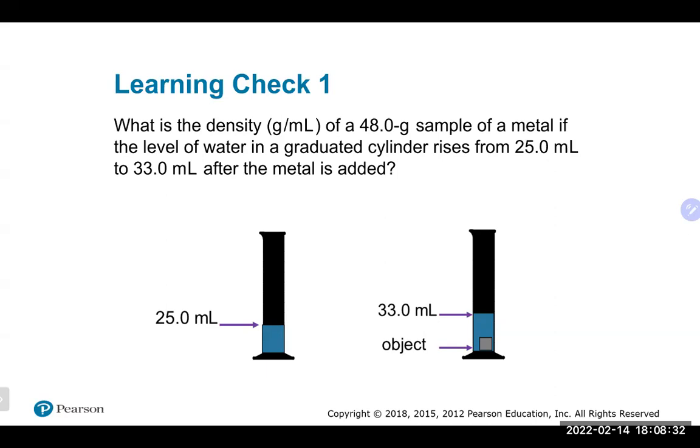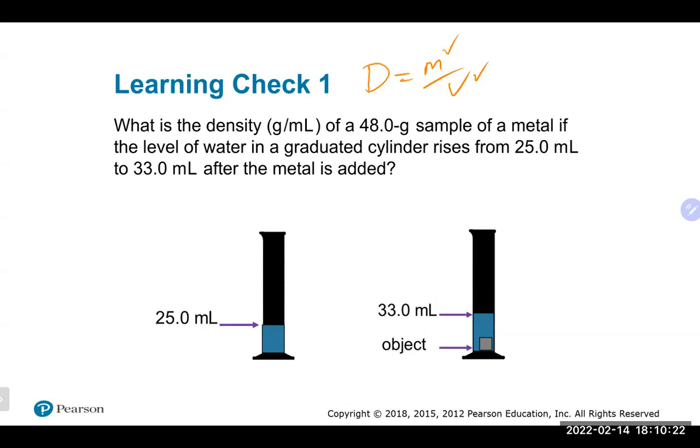Calculate the density in grams per milliliter. All right, so in this case, obviously we're dealing with density, so you want to think about the formula here. We have 48 grams, which is a mass. We have an initial and a final volume, which means we can obviously calculate the volume. So really we have everything we need there.